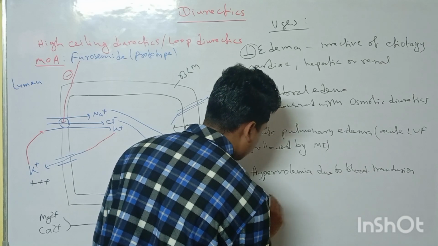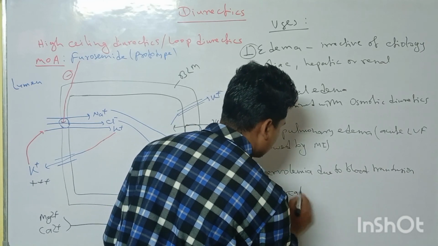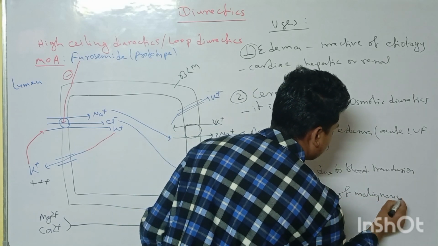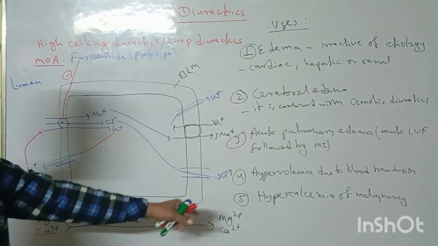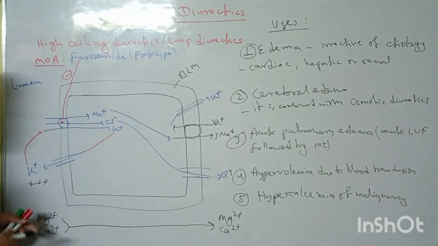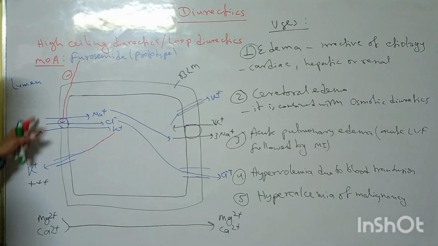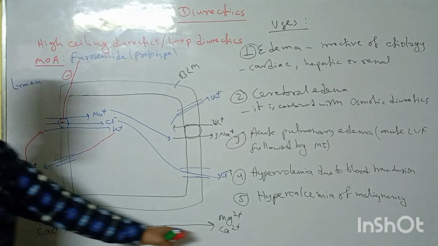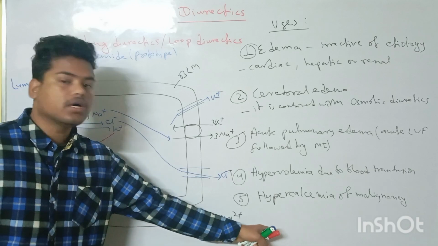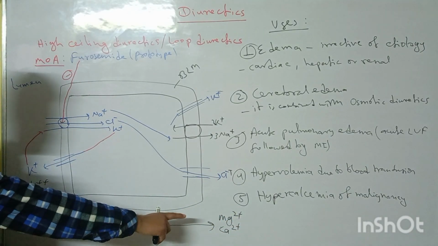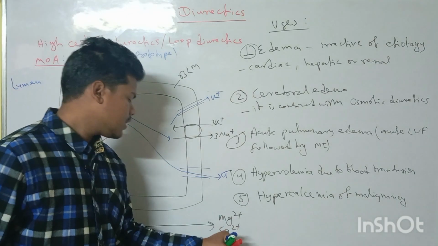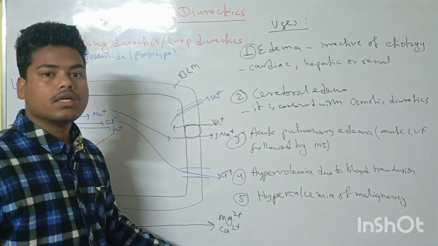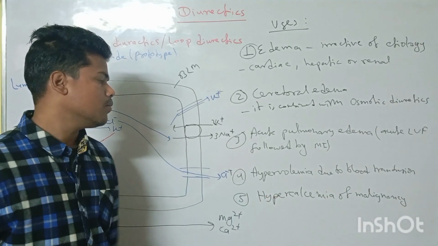For example, hypercalcemia of malignancy. In adverse effects, I will talk about this. Here you are seeing, by virtue of this transporter, magnesium and calcium are also transported into the extracellular fluid, and if there is excess calcium or magnesium in the extracellular fluid, this transport should also be inhibited to maintain the normal calcium level in the blood.